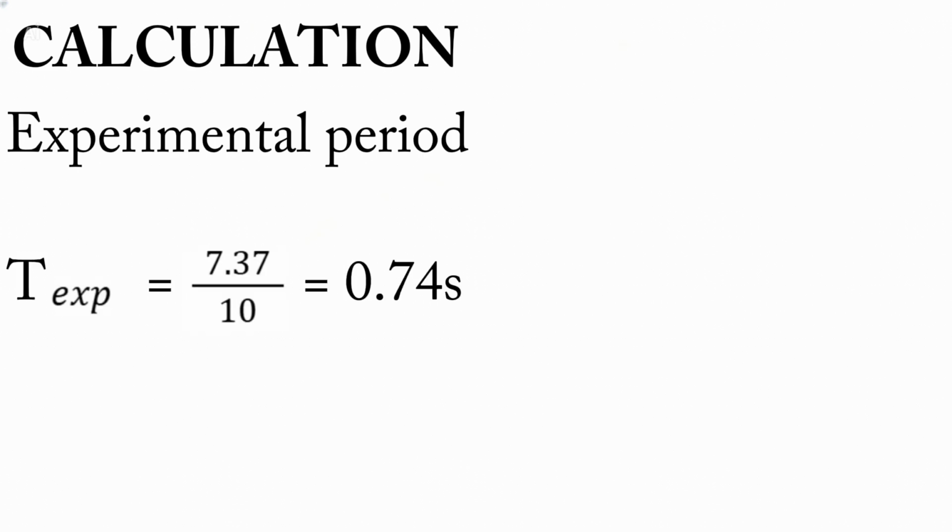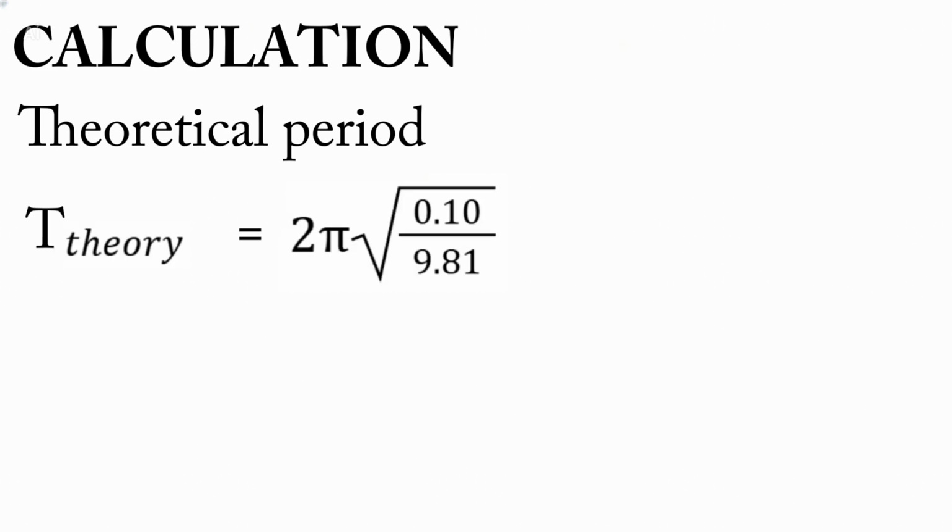Next is our experimental period. We use the formula T equals the average time for 10 oscillations over 10, and we get 0.74 second. Next we calculate the theoretical period. We use the formula T equals 2 pi square root of length over gravity. We key in the information, and the theoretical period we get is 0.63 second.